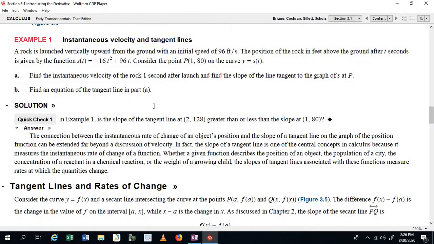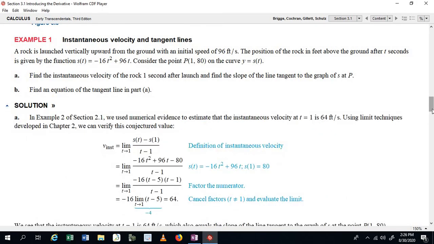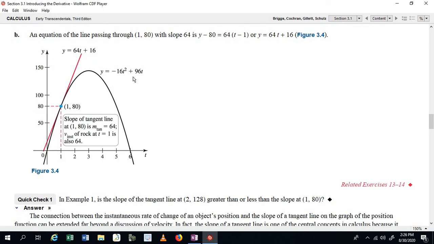Now, let me show you a graph of this. Okay, so here's our position function. It's just a parabola that opens downward. And right when t is equal to 1, the tangent line looks like this, right at that point. And the equation of that line is 64t plus 16. So you can see that it has a positive slope, a pretty big positive slope of 64. So this should be increasing very rapidly, which it looks like it is. And then the y-intercept is 16, which appears to be correct, at least roughly speaking.